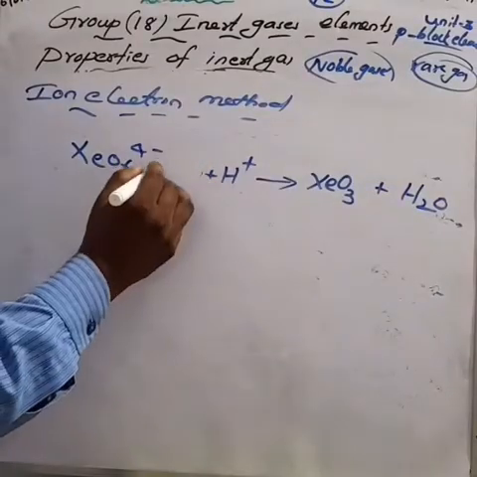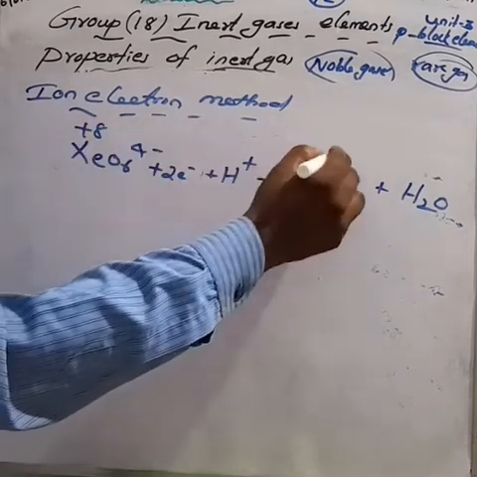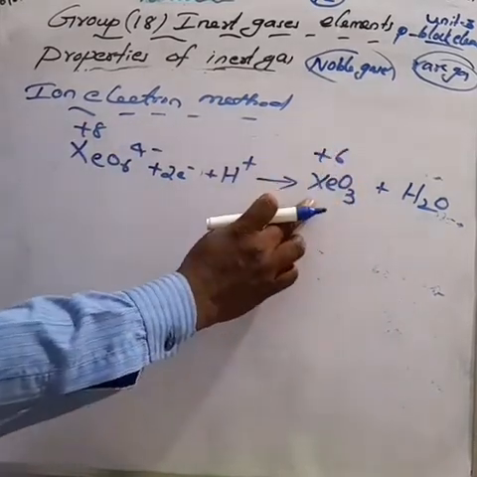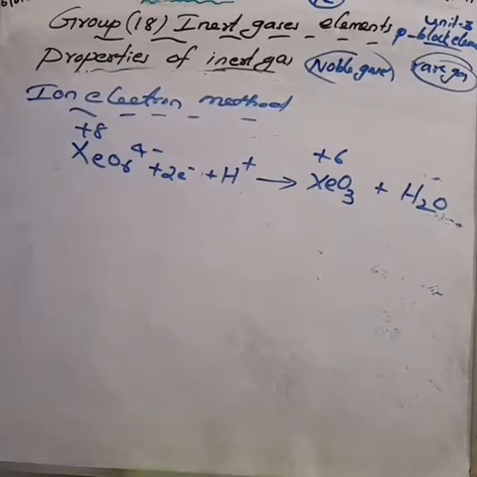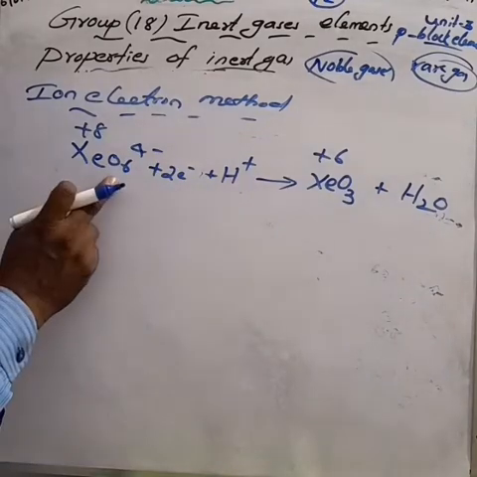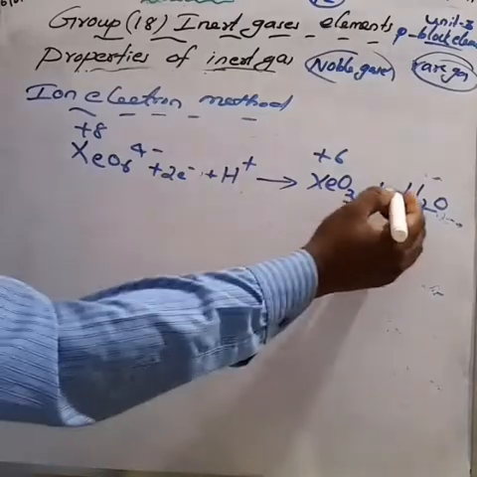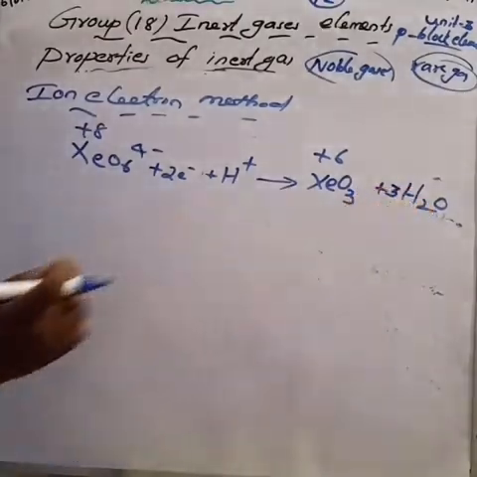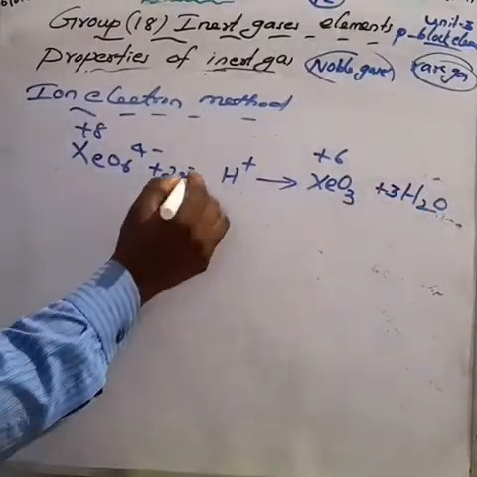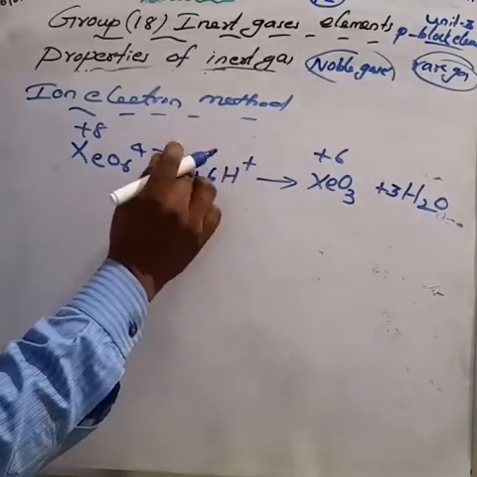So how do you balance the equation? What's the easiest way? This XeO3 has plus 6 oxidation state. The reactant side has 6 oxygen, while the product side has only 4 oxygen. If you make 3 water molecules, the oxygen is balanced. What about hydrogen? There are 6 hydrogens, so make it 6 H+ ions on the reactant side also.